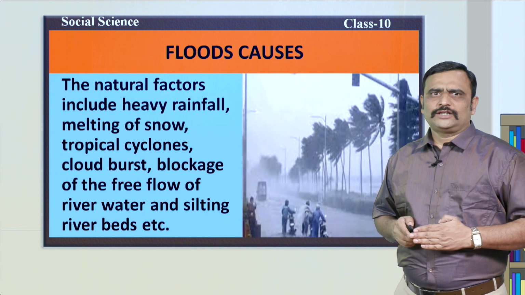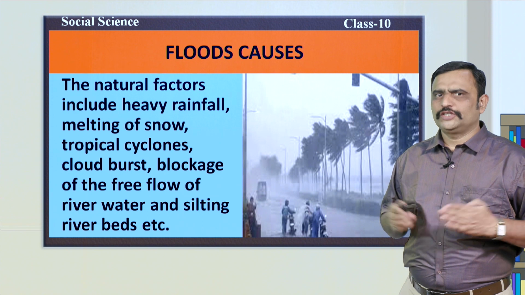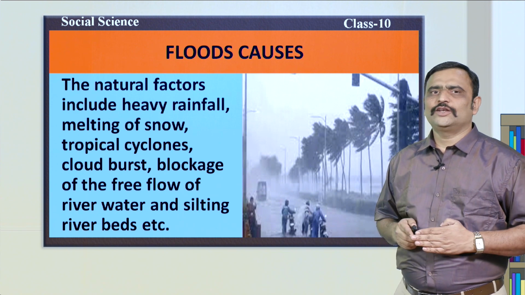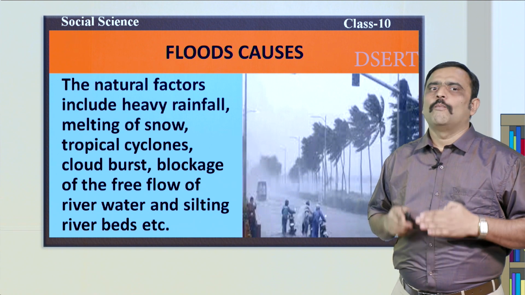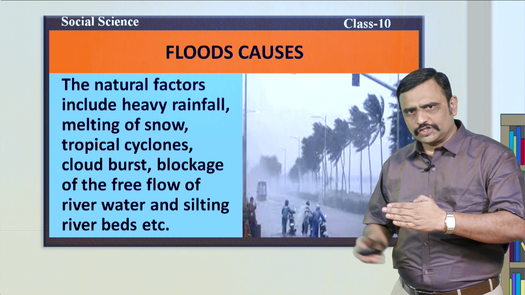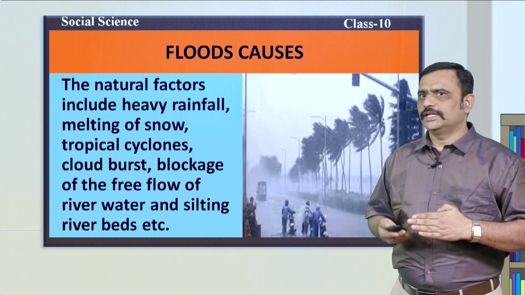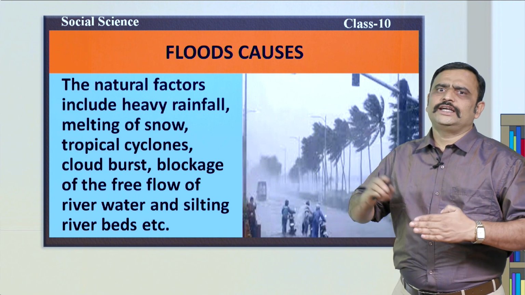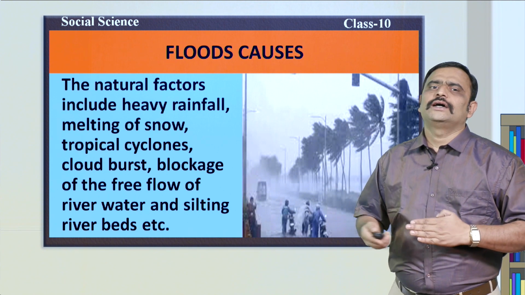The natural factors which cause floods include melting of snow, tropical cyclones, cloudburst, blockage of the free flow of river water, and silting of the river beds. Silting of the river bed means various kinds of waste get deposited on the beds of the river.